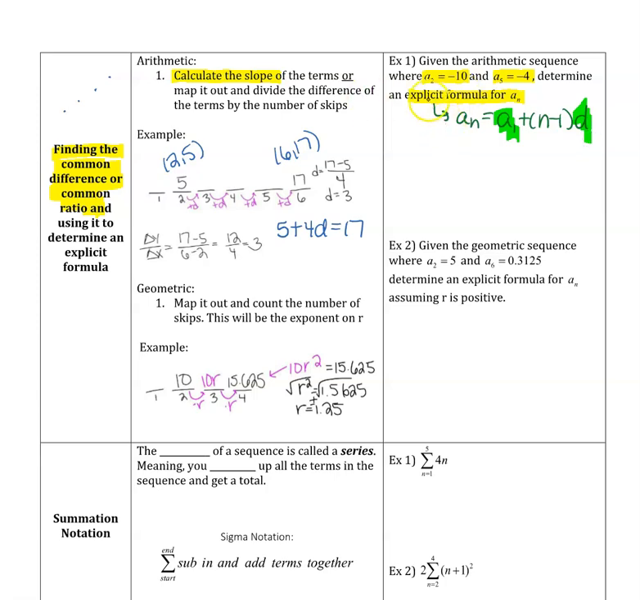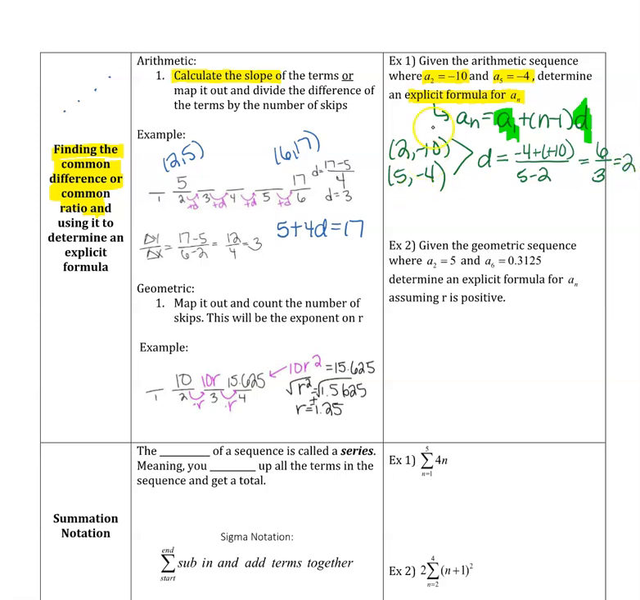So if I know the second term is negative 10, and the fifth term is negative 4, I can use these to figure out the common difference by doing change in y, so negative 4 minus negative 10 over change in x. So I'm just doing slope here. Got a little double negative action going on, so that would leave me with a 6 over a 3, which is a common difference of 2.